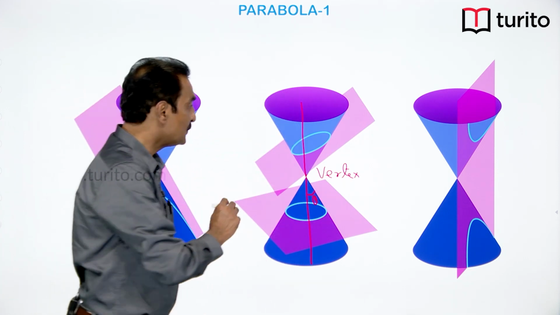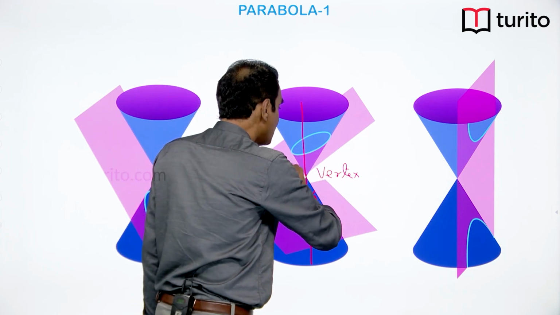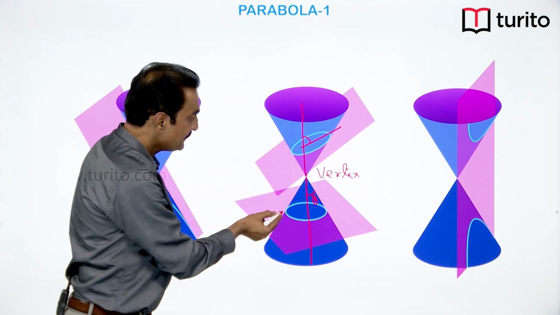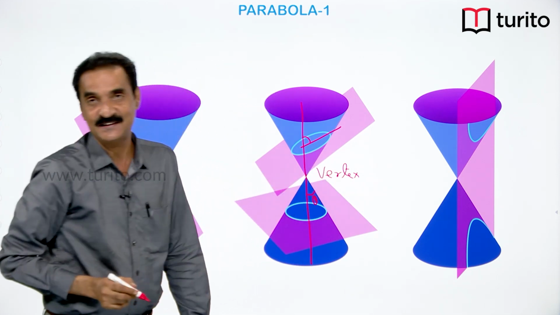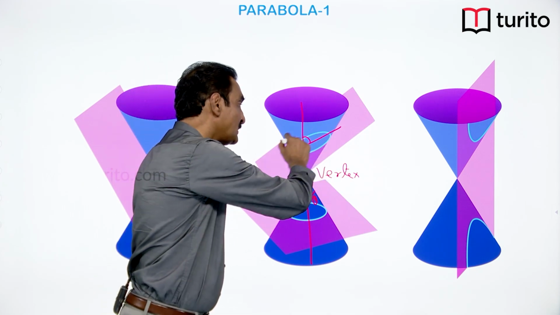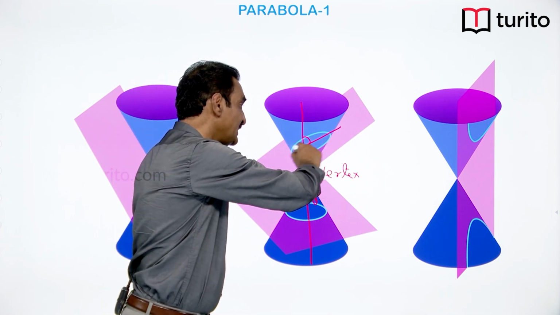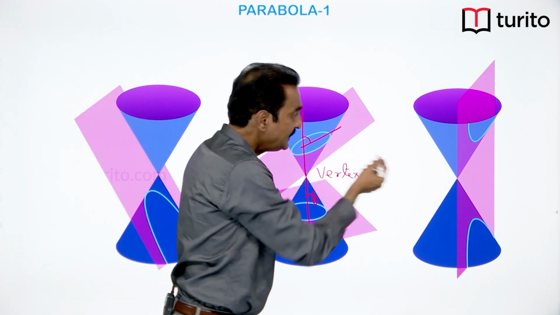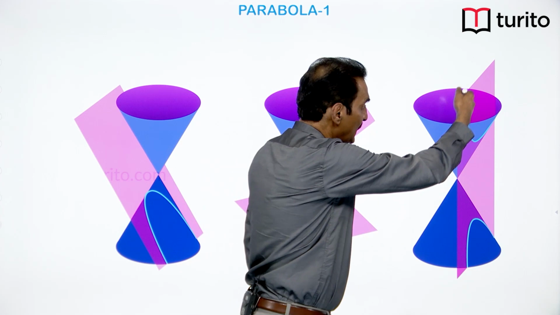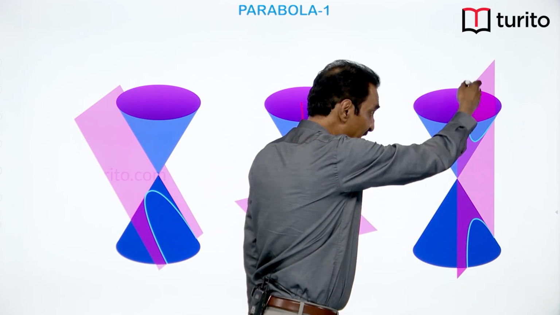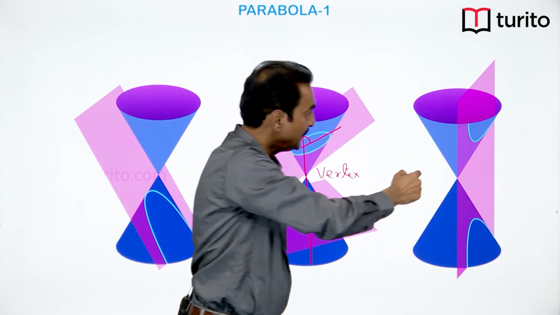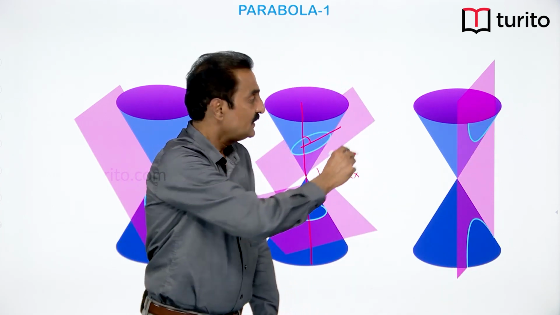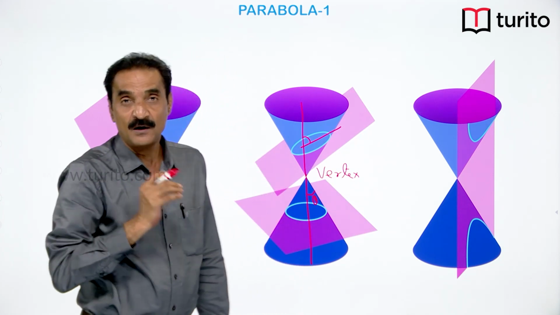Now if this plane makes an angle greater than this theta, and the plane cuts the cone in this way, then the intersection will be an ellipse. In the next case, a plane cuts both the cones, upper cone and lower cone, then you will get one cross section here, another cross section here, and both together are called a hyperbola.